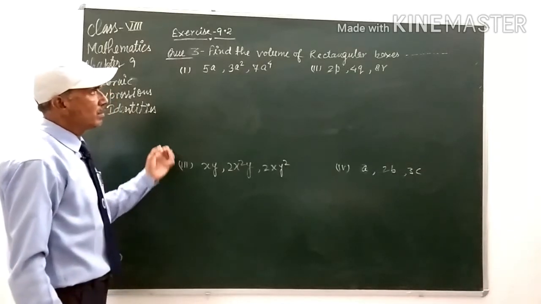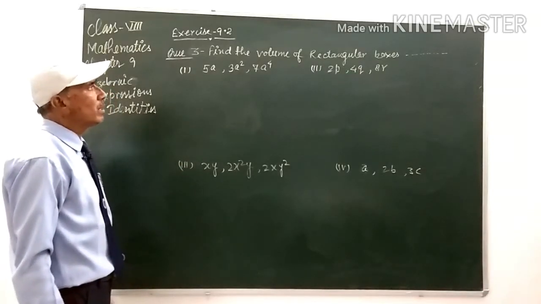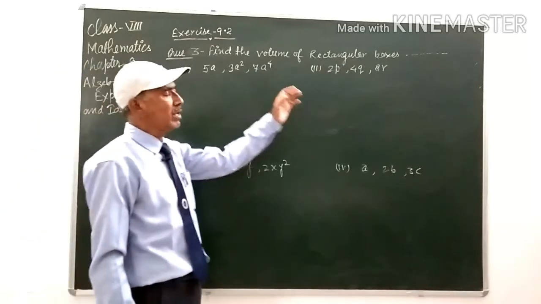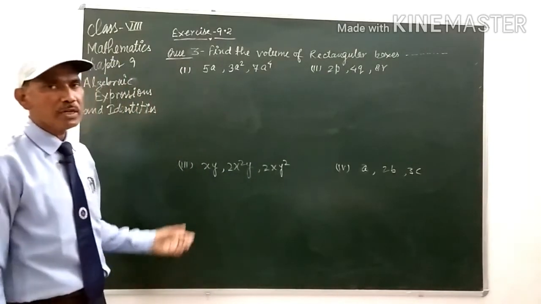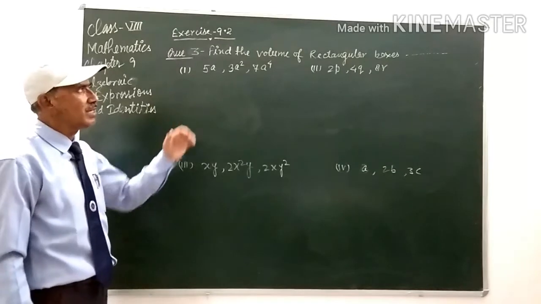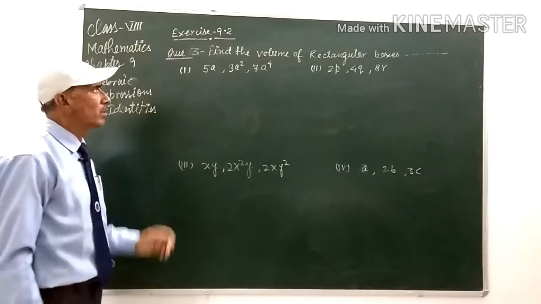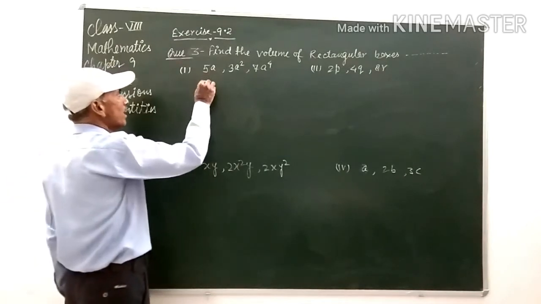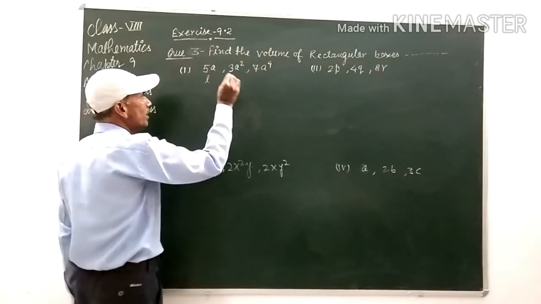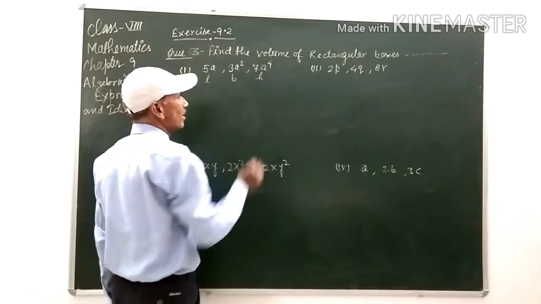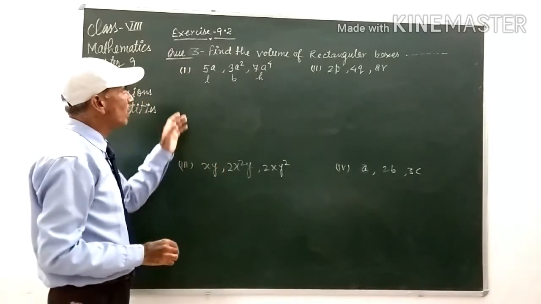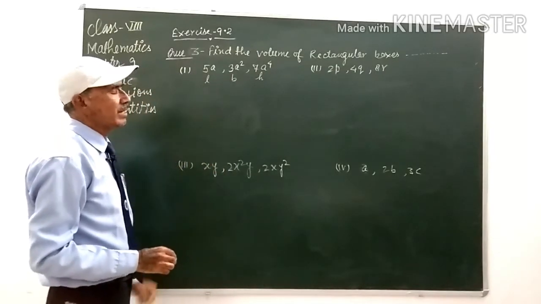And in this question you have to find out the volume of rectangular boxes. Rectangular boxes means that it is in the shape of a rectangle, that is, a cuboid. Okay students, so let this one be length, this one width and this one height, it is given. So length, width and height are given.